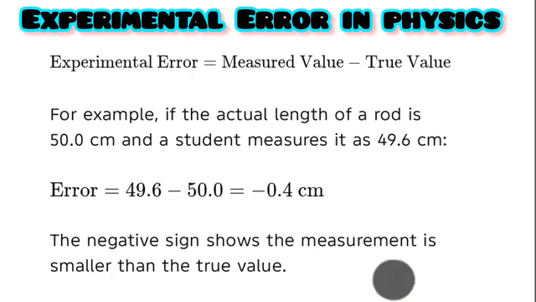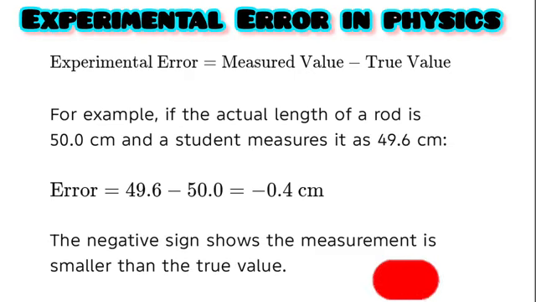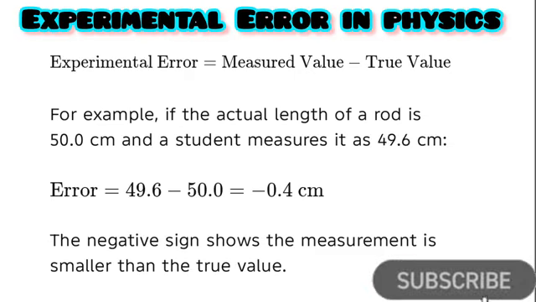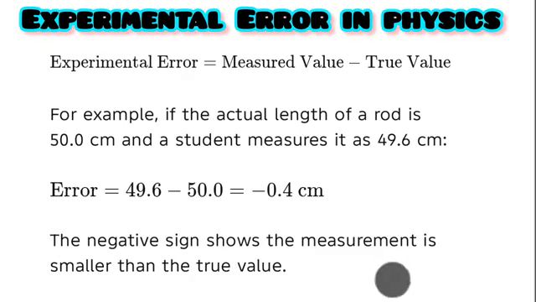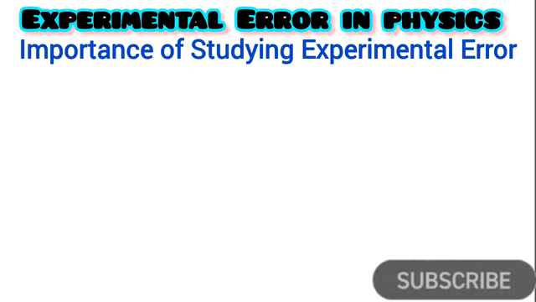So if we assume that the measured value, for example, is 49.6, as you can see from the screen, and the true value is 50, what is the experimental error? It's 49.6 minus 50, and that gives you what? Minus 0.4.